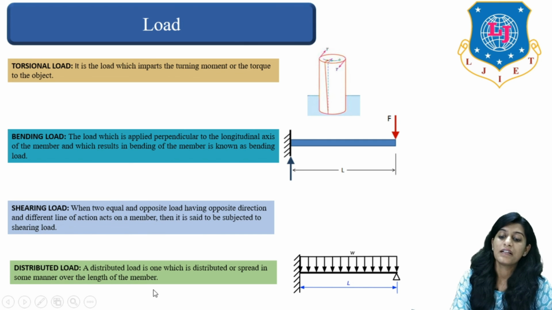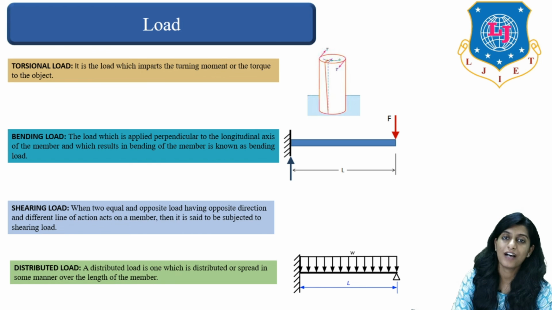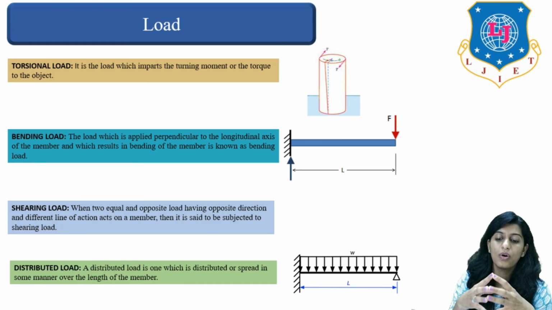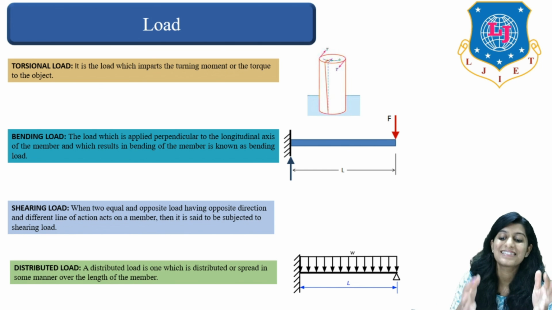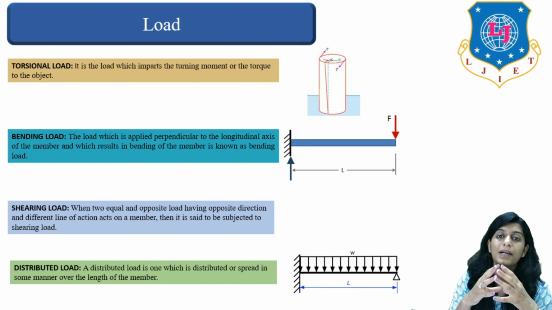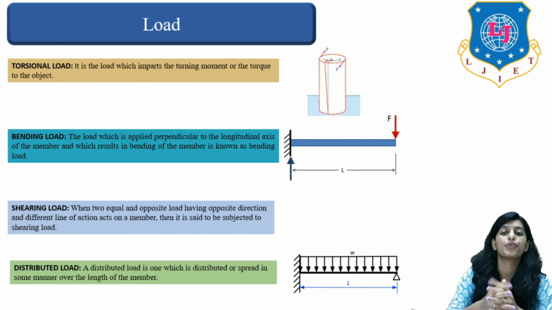Last one is distributed load. So what do we mean by a distributed load? The word distributed itself is enough for us to understand the particular kind of load. A distributed load is one in which the load is distributed or spread in some manner over the length of that particular object. When the load is distributed in some particular manner over the object, then it is termed as distributed load.